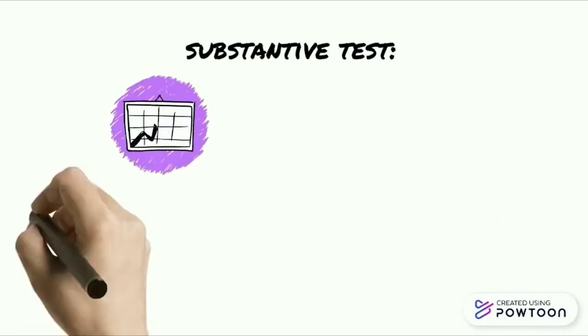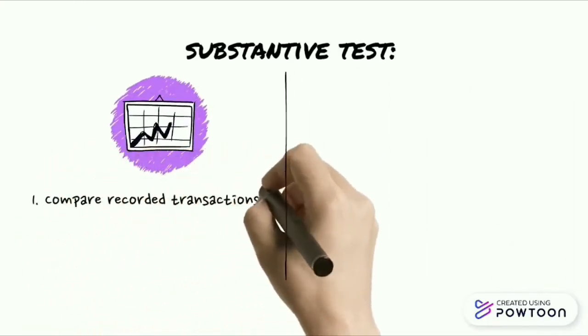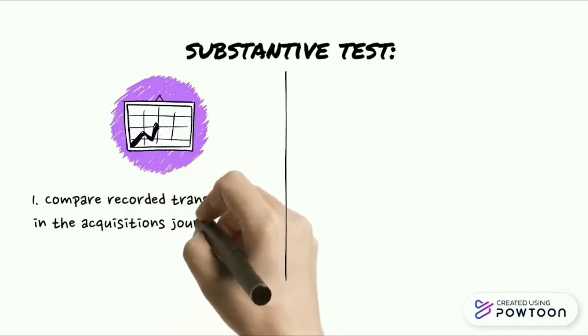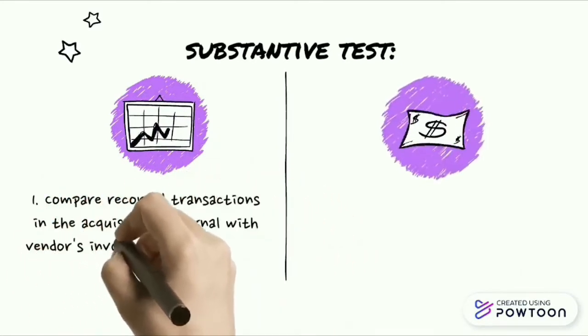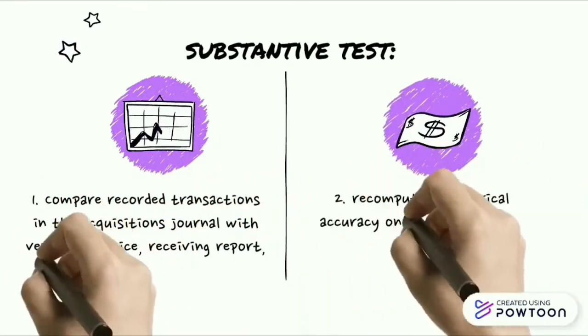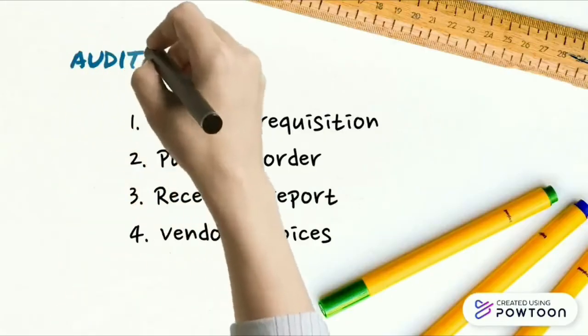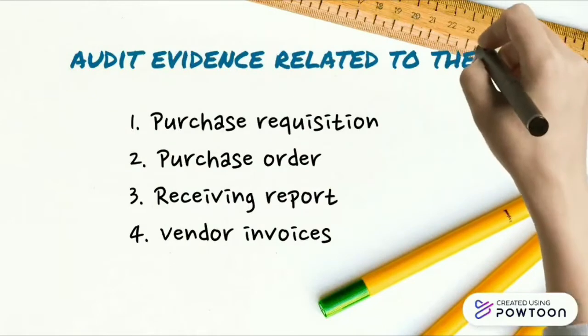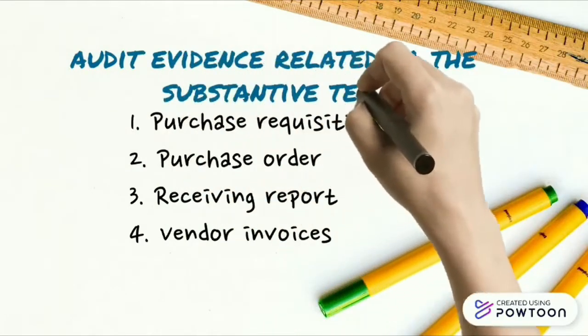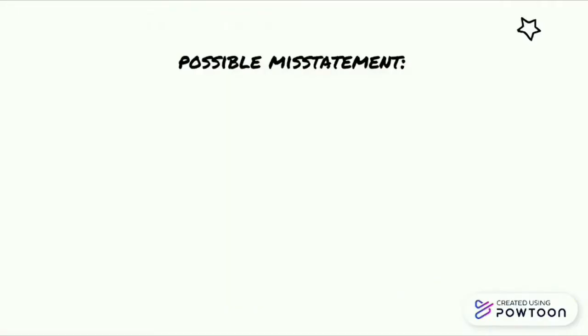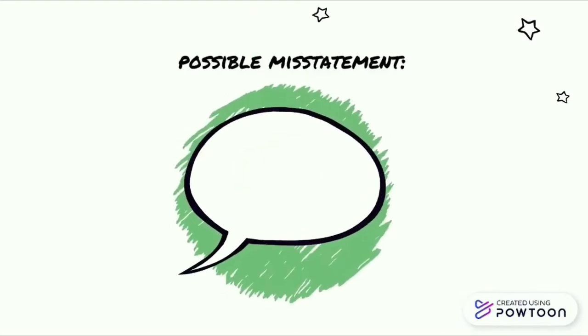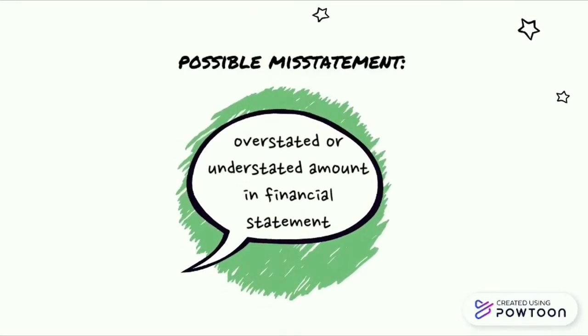Substantive test. First, compare recorded transactions in the acquisition journal with the vendor's invoice, receiving report, and other supporting documentation. Second, recompute the clerical accuracy on the vendor's invoice, including discount and freight. The evidence related to substantive test is purchase requisition, purchase order, receiving report, and vendor invoices. Possible misstatement: overstated or understated amount in financial statement.